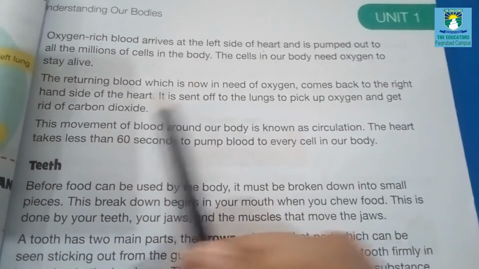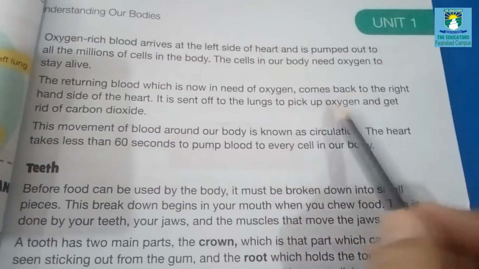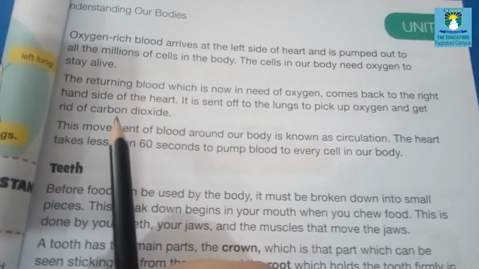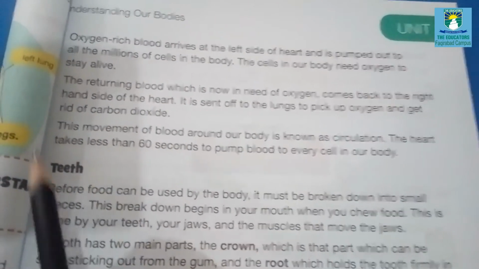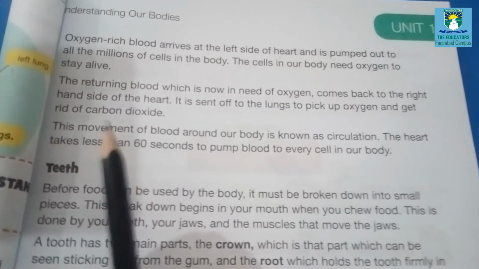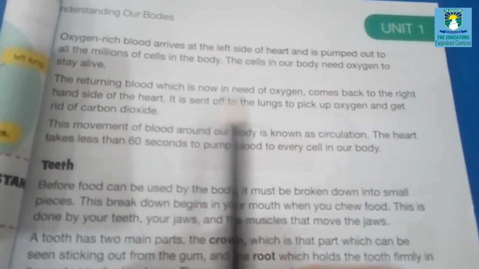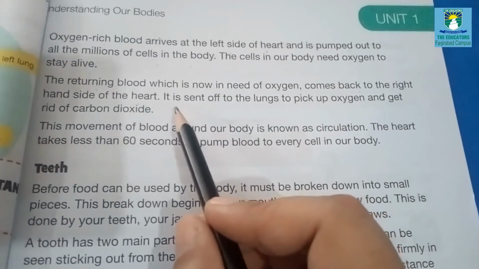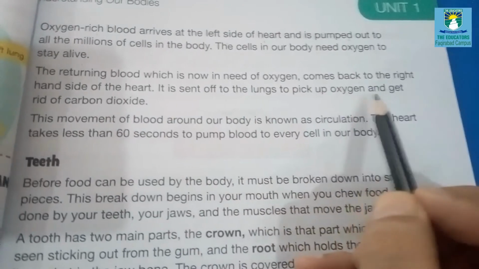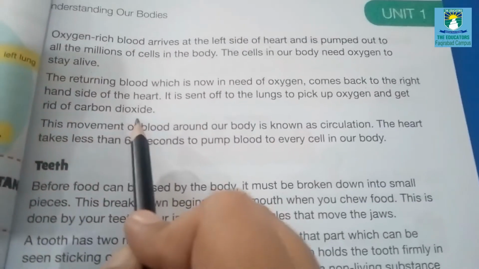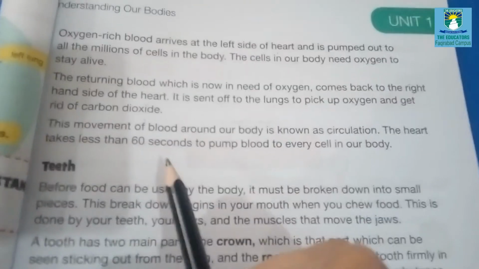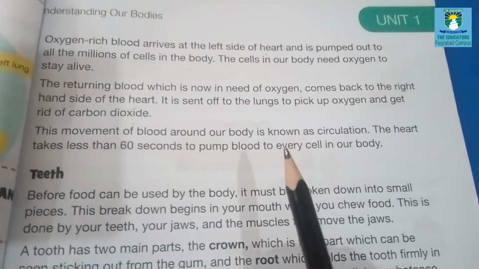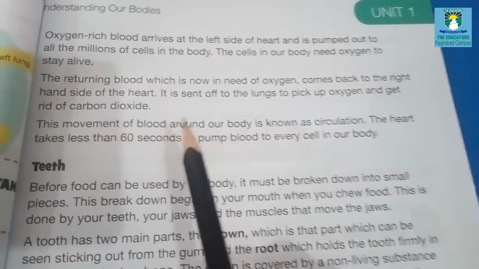The returning blood, which is now in need of oxygen, comes back to the right-hand side of the heart. It is sent off to the lungs to pick up oxygen and get rid of carbon dioxide.